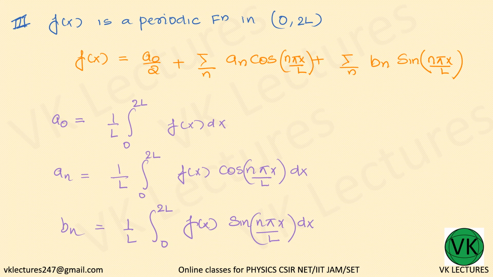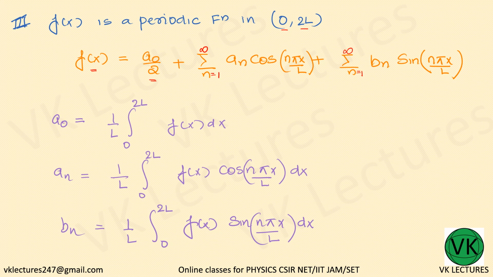For a periodic function in the region 0 to 2L, now the range is slightly changed, it is from 0 to 2L, the Fourier series of f of x is a naught by 2, no change, plus sum over n equal to 1 to infinity of an cos n pi x by L, this is the cos term an, and the sine term is sum over n equal to 1 to infinity of bn sine n pi x by L.